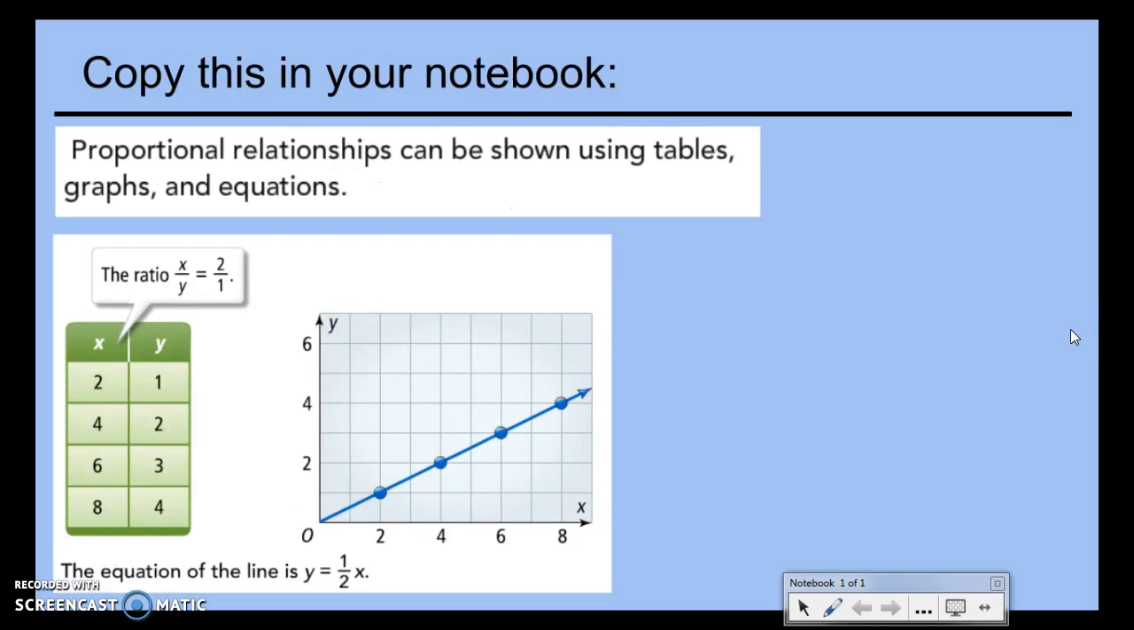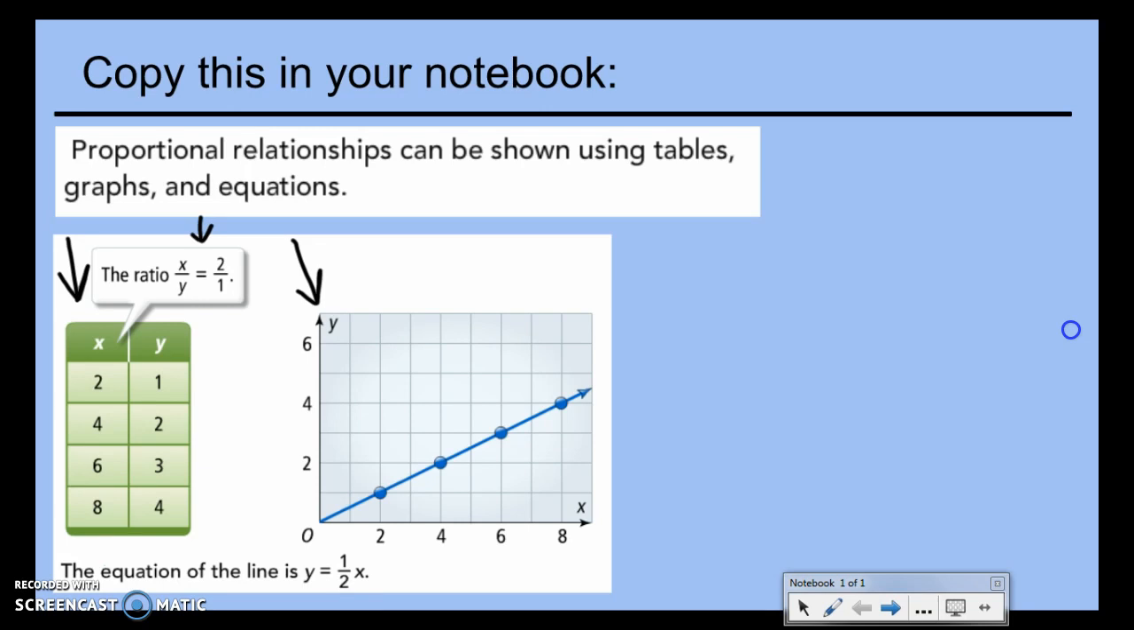I want you to copy this into your notebook. A proportional relationship can be shown using tables, graphs, and equations. In case you're not sure, table, graph, equation. Okay? So I want you to copy all these three methods down into your notebook.